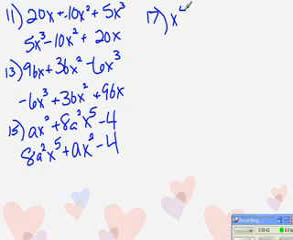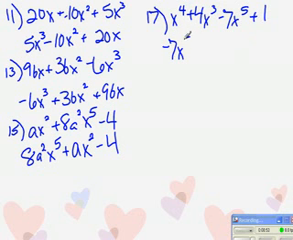Number 17, x to the fourth, 4x to the third, 7x to the fifth, plus 1. Highest power I see is the fifth. Make sure it's a negative 7x to the fifth. Then the x to the fourth, 4x to the third, and then the 1.